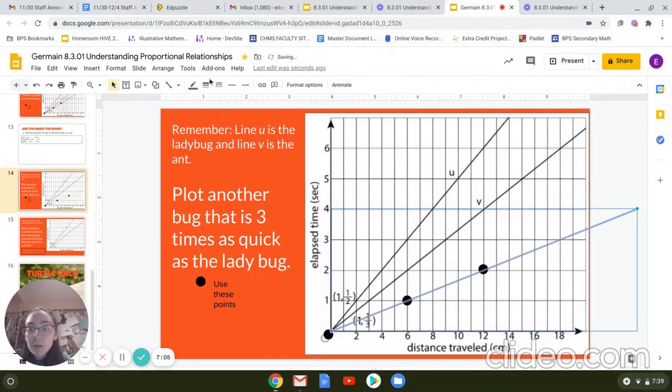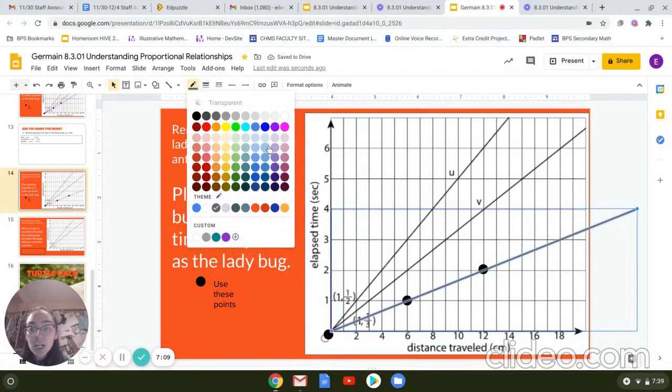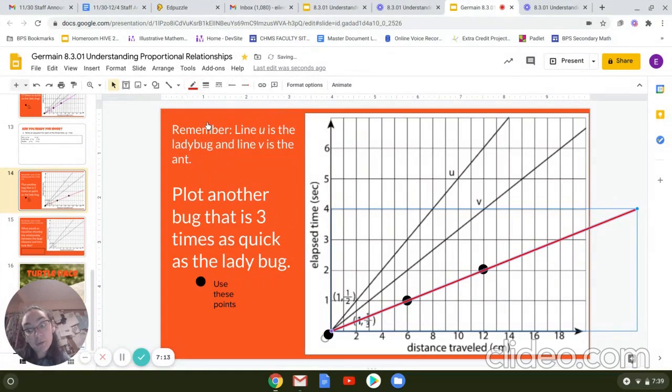There we go. We can make it a little bit thicker, and I personally like to change the color because it's just more beautiful that way.